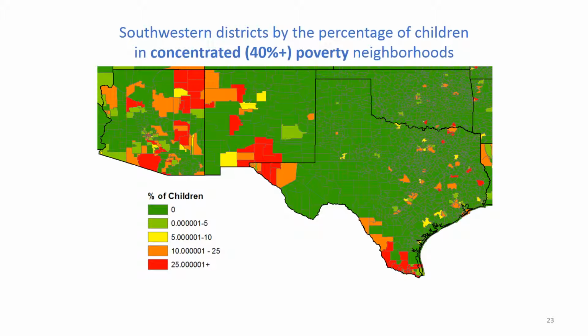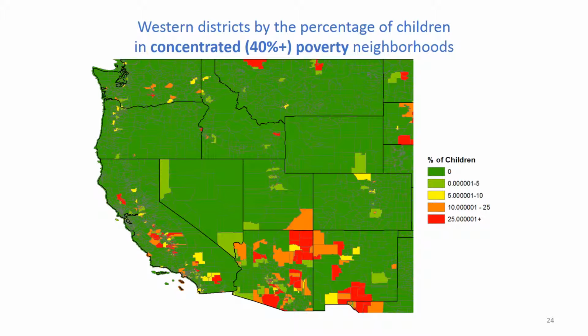Here we see southwestern districts by the percentage of children in concentrated poverty neighborhoods, and we can see that there are a group of districts along the border with Mexico that face a substantial problem with concentrated poverty, as well as school districts that are serving American Indians on reservations. And here we have our western districts.